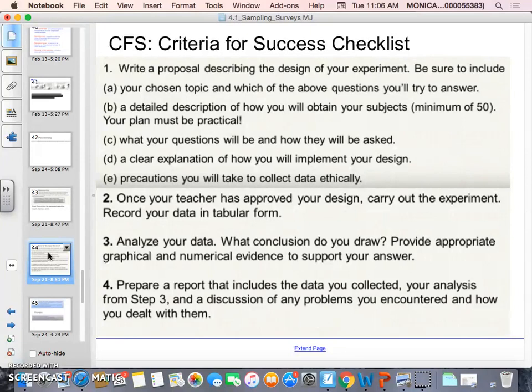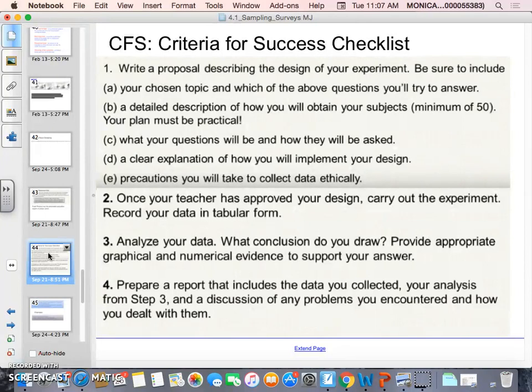And again, you want to think about how you're going to sample well, using either a simple random sample, a cluster, or a stratified sample. Then you want to make sure you know what your questions are and how you're going to ask them. Are they going to be in paper format? Are you going to just ask somebody in the hallway? How are you going to survey them? And a clear explanation of how you're going to implement your design. And what precautions are you going to take to make sure that you are asking ethical questions and collecting the data ethically? If you have questions about that, you can see me on the side.